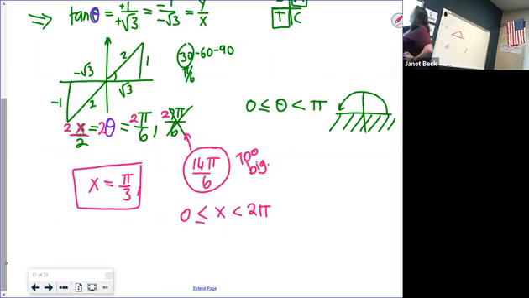It was easier to just cut it out at this point, saying I'm only looking for ones for theta between 0 and pi. Okay, that was that one.